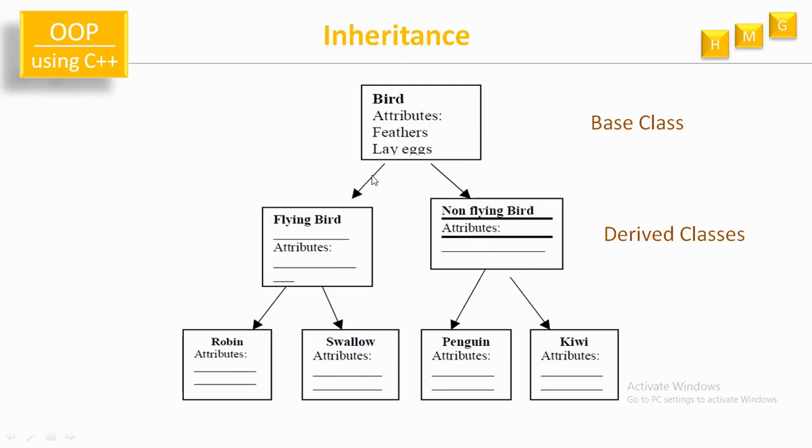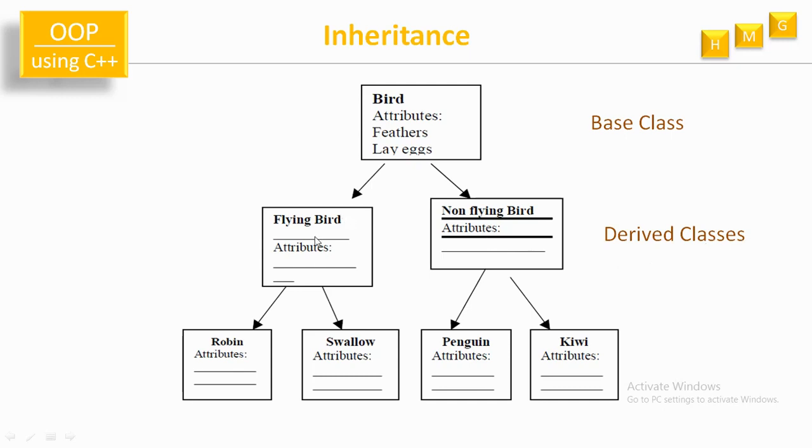Here, wings, that is feathers, can lay eggs and wings. Here in the non-flying bird class also, the feathers and lay eggs, these attributes are inherited from the bird class, plus the non-flying bird has its own attribute, that is, they have no wings so they cannot fly. So like this, here the bird class is called a base class, and these flying birds and non-flying birds are called derived classes.